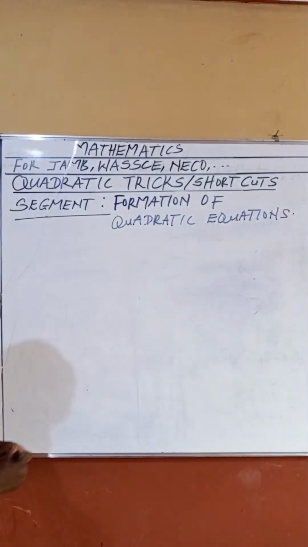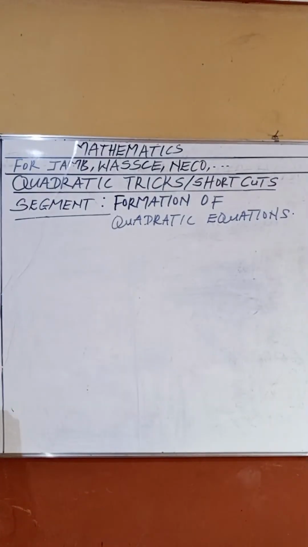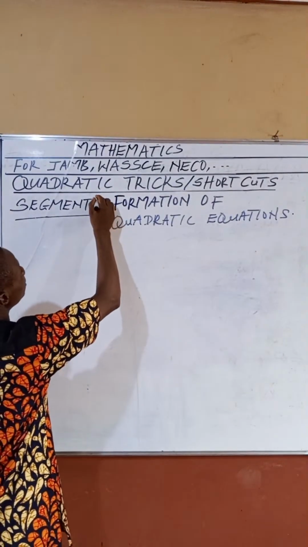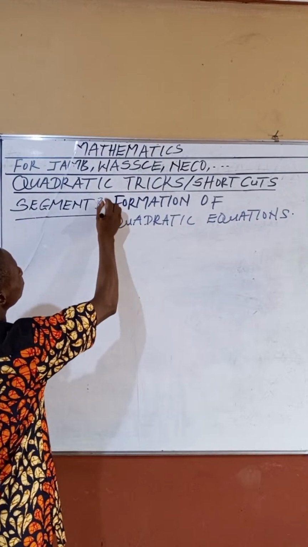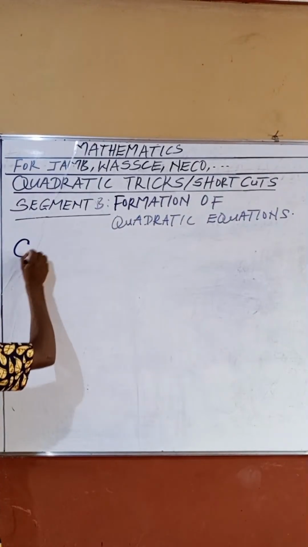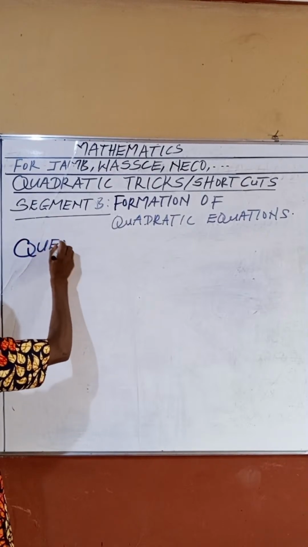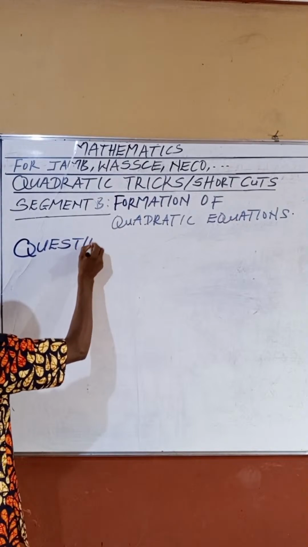So we are going to learn how to form quadratic equations. That is the next segment. This is segment B, don't forget. It's very important because I want us to learn how to form it before we learn how to factorize it. So we look at the very first question.